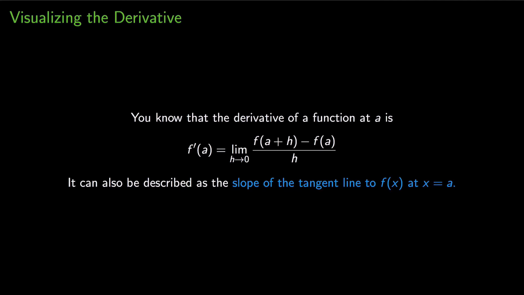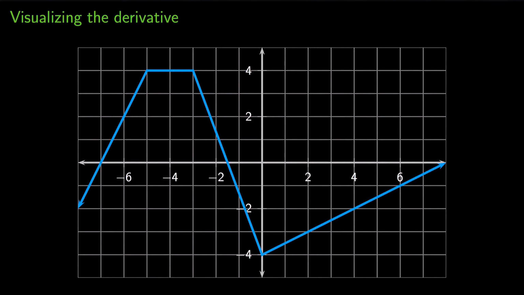First, you learn the definition of the derivative of a function as a limit. But then you learn that limit actually represents the slope of the tangent line to that function at x equals a. We're going to use that knowledge to draw graphs of derivatives without ever touching the limit or any kind of algebra whatsoever. So here's a piecewise linear curve.